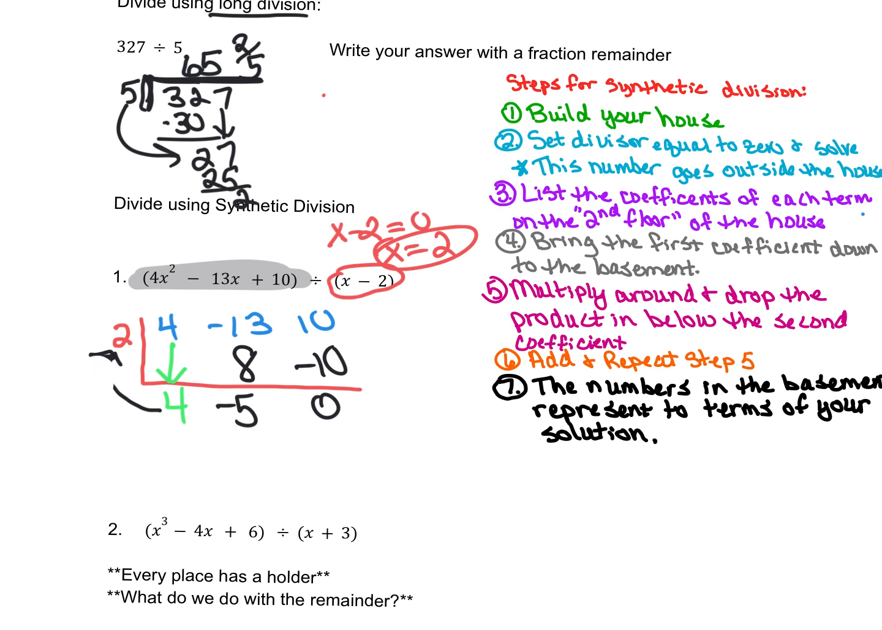There we go. Let me erase those. Okay, so what these numbers actually mean is this is like our remainder. We have a remainder of 0. So that means everything divided out equally, nothing left over. And then the numbers in the basement.